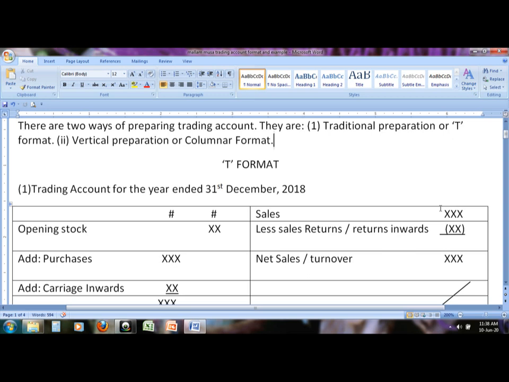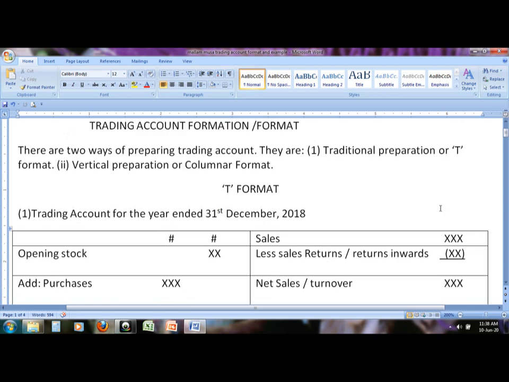As we started last week, we gave the definition of trading account and some of its terminologies. Today we are moving on to ways of preparing a trading account, that is the formats and the formation of a trading account. How does the preparation look like? We have two forms of preparation: the T format and the columnar format.